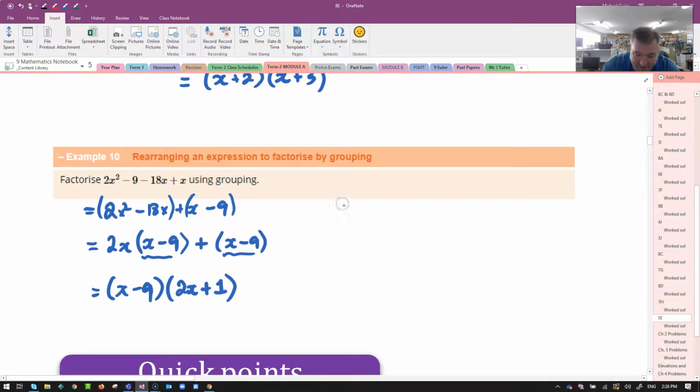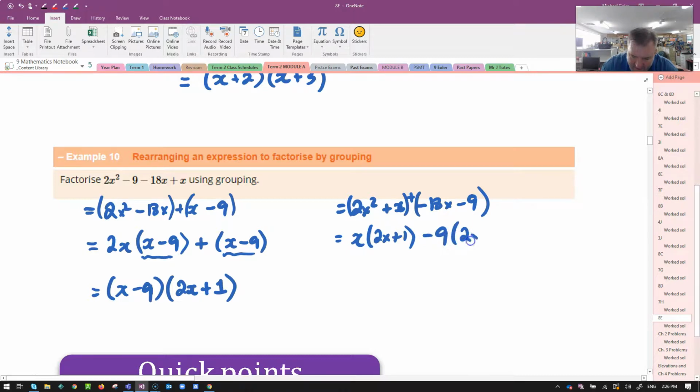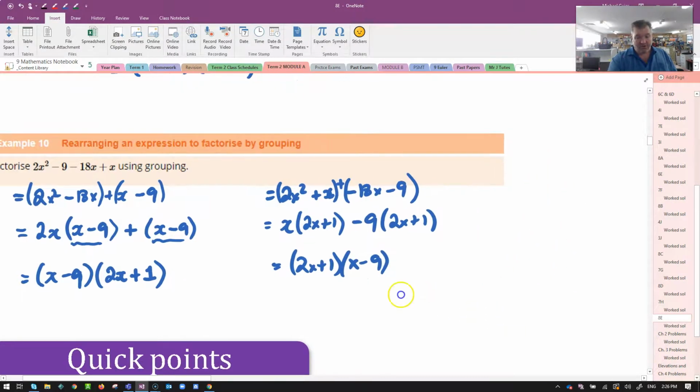Could I have rearranged it another way? Well, let's have a look. What about if I went 2x squared plus x minus 18x minus 9? Now when I'm putting them into pairs, remember if there's a minus sign there, you want to create a new plus sign in between. X is a common factor, and I've got 2x plus 1. -9 is a common factor, and I have 2x plus 1. And you can still get to the same expression a different way. So often they'll already be set up ready to factorize. Sometimes they won't be, and you just need to rearrange. But whichever way you rearrange it, you should be able to get there.